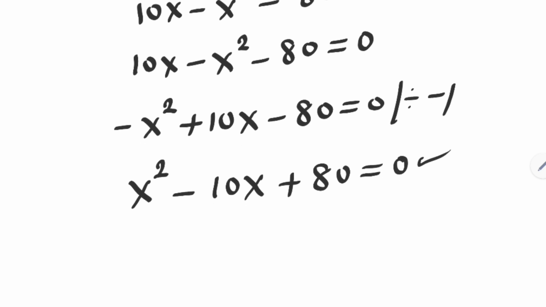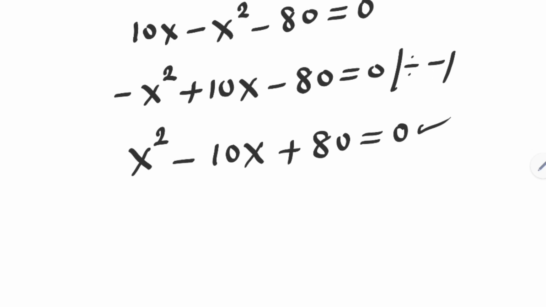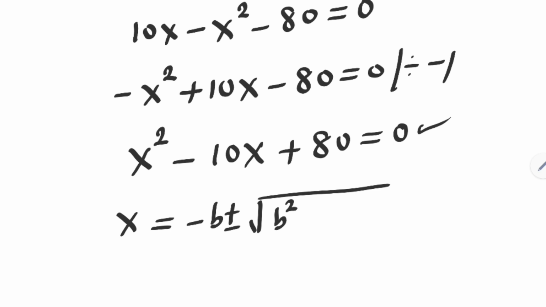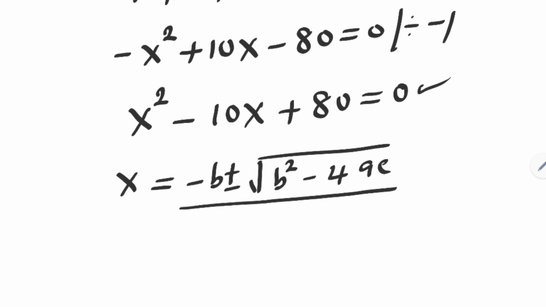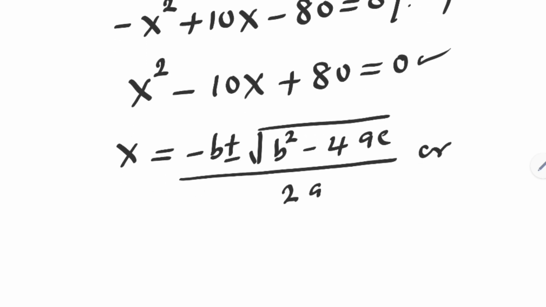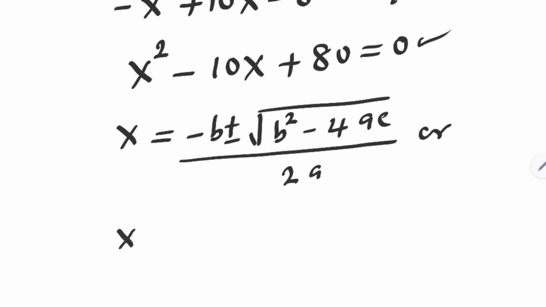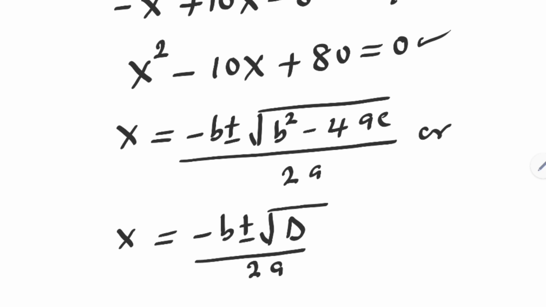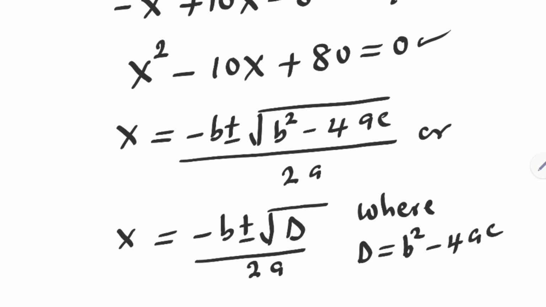This is a quadratic equation. Let us solve this using the quadratic general formula. x is equal to minus b plus or minus square root of b square minus 4ac, divided by 2a, or x is equal to minus b plus or minus square root of d, divided by 2a, where d is equal to b square minus 4ac.